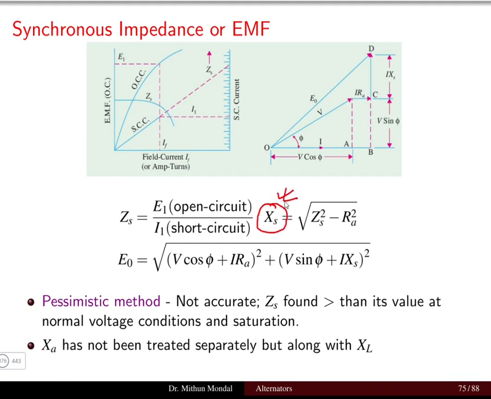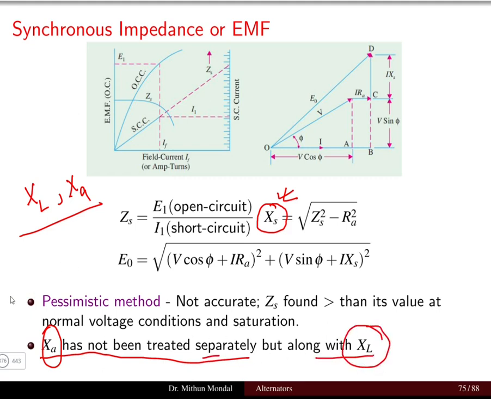So here we have to note that we have tried to find the value of XS, and in the previous lecture we have discussed that there is something known as leakage reactance and we have something called armature reaction. So these together make XS. So here XA has not been treated separately. That is, the armature reaction effect of the reactance is not treated separately, but it has been taken along with XL. So two limitations we have here. This is the first limitation and this is the second limitation of the EMF method.